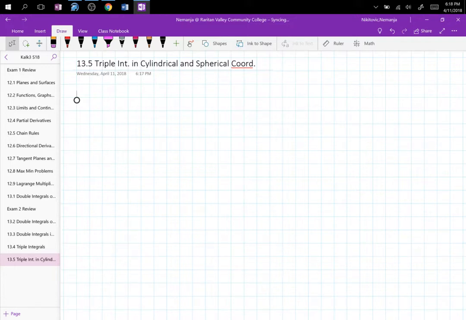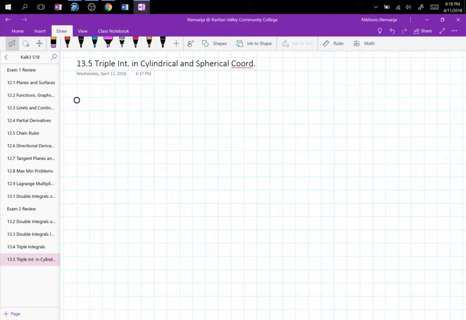Today's lecture is on cylindrical and spherical coordinates, so we're talking triple integrals. And I did mention these coordinates in the past. I said that they're going to build off of the polar coordinates, and if you don't understand polar coordinates, then clearly this will not be fun.